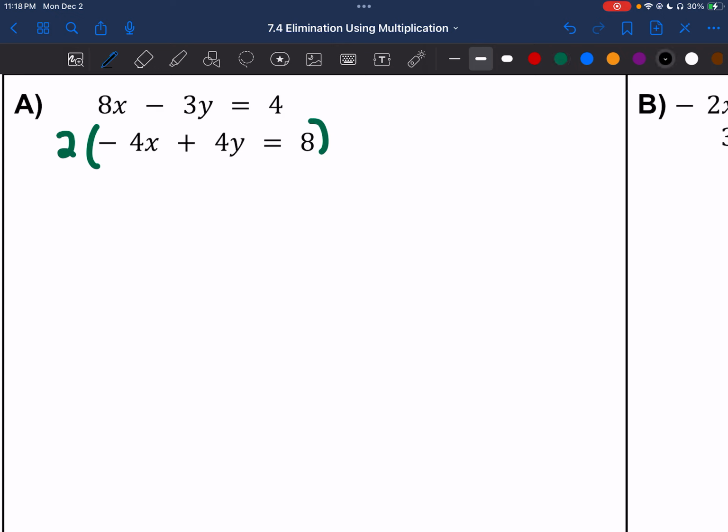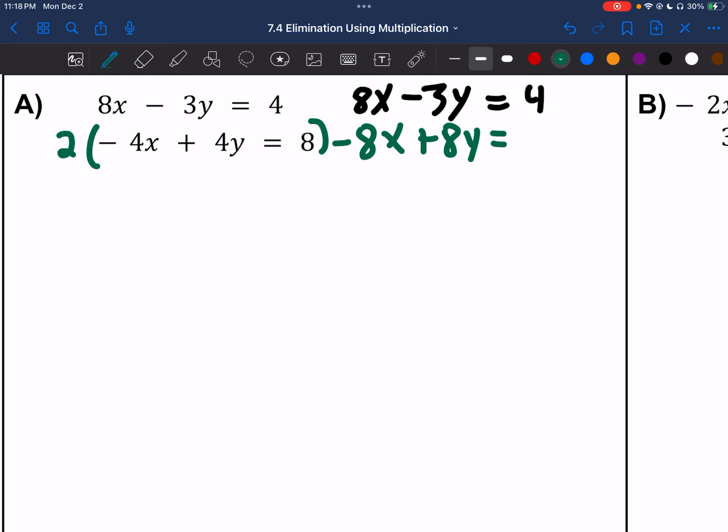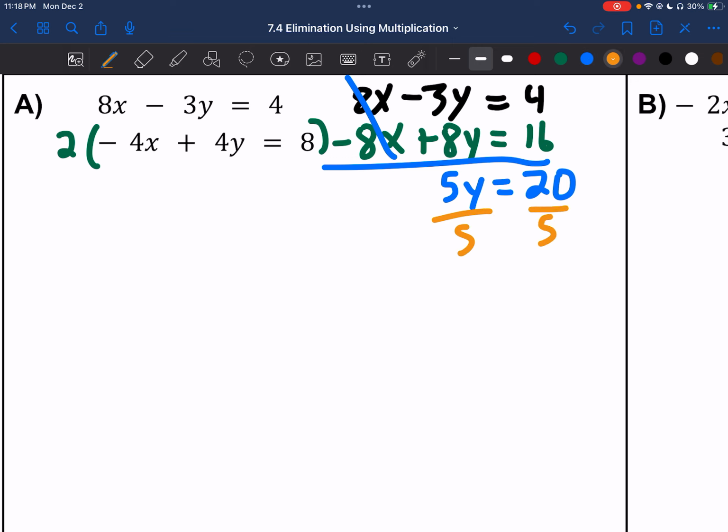So my top equation remains the same. 8x minus 3y is equal to 4. My bottom equation, we do that multiplication, I get negative 8x plus 8y is equal to 16. We add our two equations together. The x's cancel out. Negative 3y plus 8y is 5y, and 16 plus 4 is 20. And now I just divide both sides by 5, and y is equal to 4.